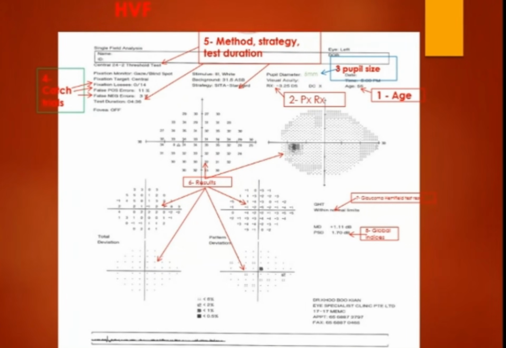For the pattern standard deviation, the PSD, the normal range is 0 to 2.5 decibel. If you see 2.6 to 3.5 decibel, there is mild depression. If you see 3.6 to 5 decibel, there is moderate depression. And any figure higher than 5.1 decibel means there is severe depression.